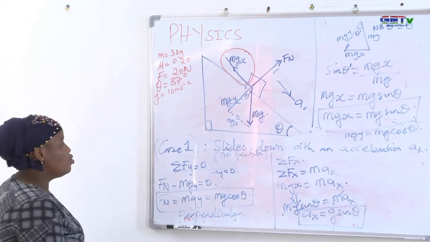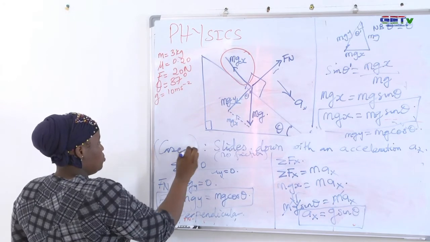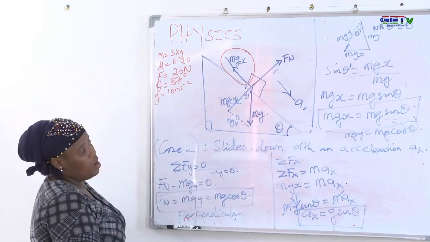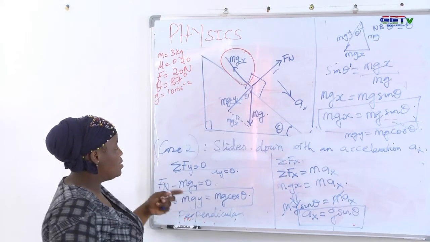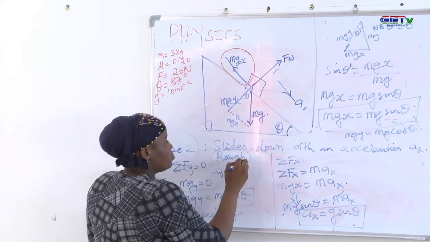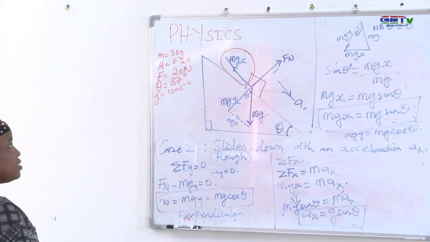We move on to case 2 and see what the difference is going to be. Case 2, we are told the object slides down with an acceleration a_x, but then the plane is rough. The plane is rough, and then the object slides down the plane.